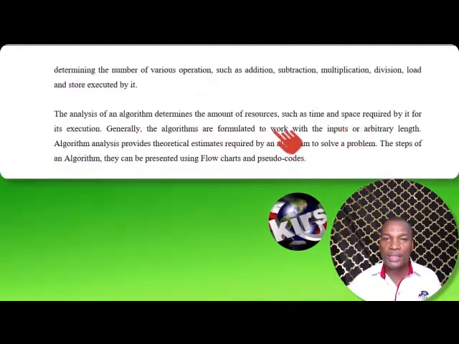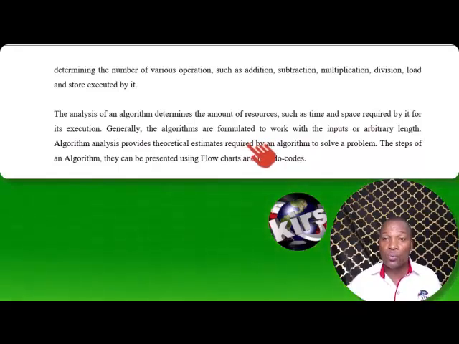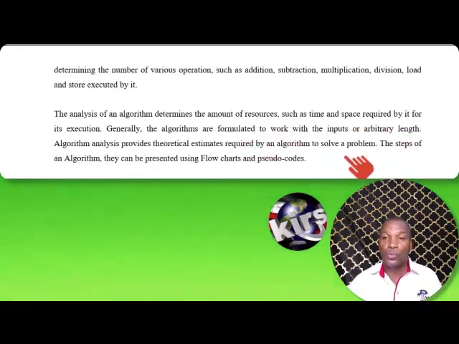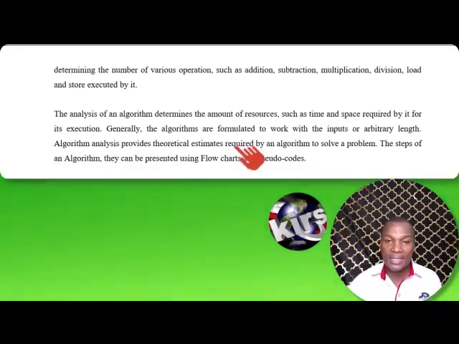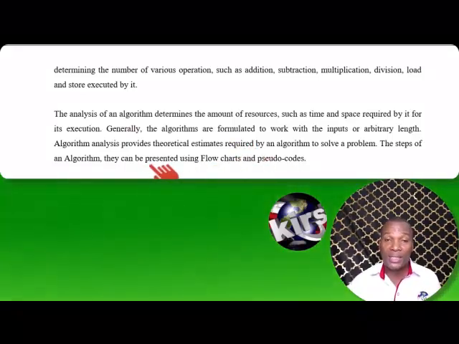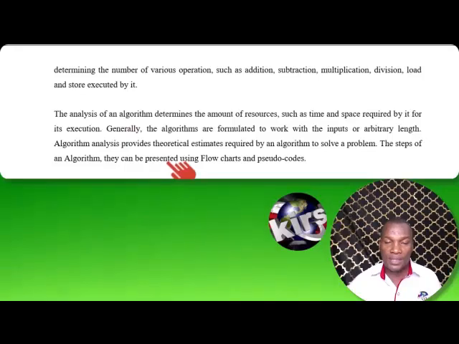Then we need to get that for us to represent an algorithm, we do it in 2 ways. The steps of an algorithm can be represented using flowcharts and pseudocode. And for that reason, we are going to look at these 2 methods of representing an algorithm, starting with a flowchart.